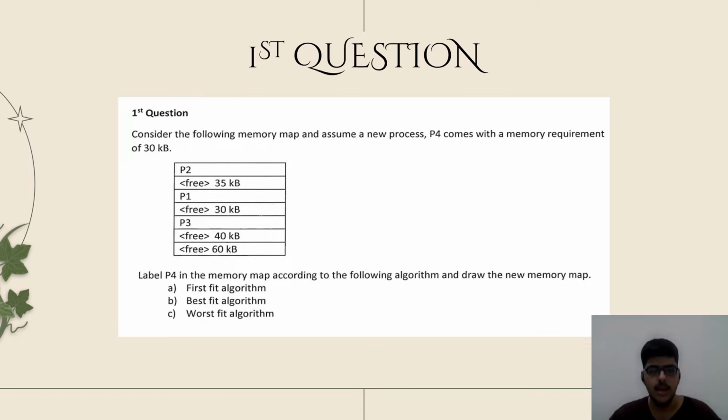The first question is: consider the following memory map and assume a new process P4 comes with a memory requirement of 30 KB. This is a table. P2 free 35 KB, P1 free 30 KB, P3 free 40 KB, and P 50 KB. Label P4 in the memory map according to the following algorithms and draw the new memory map. A is a first fit algorithm, B best fit algorithm, C worst fit algorithm.